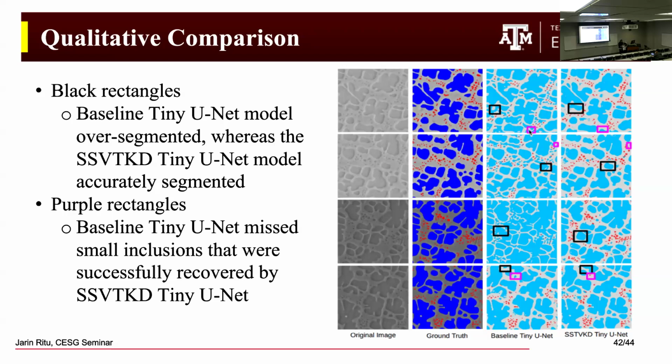And also for these purple boxes I'm showing, where there was a very little object to be segmented out, the tiny UNet model couldn't do it before distillation, but after distillation, it could segment out those tiny regions. And it's true for all the images. In this subset of the dataset, I had these 4 test images, so I put the results for all of the 4 here.